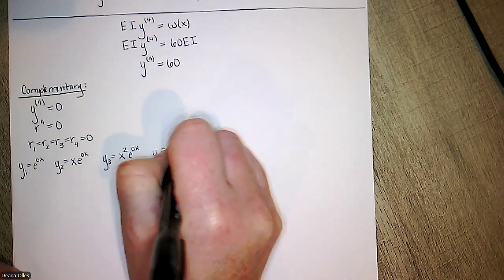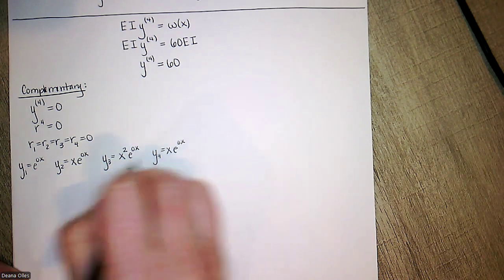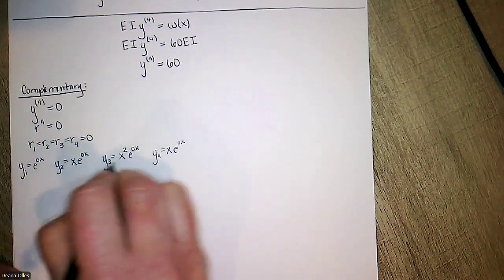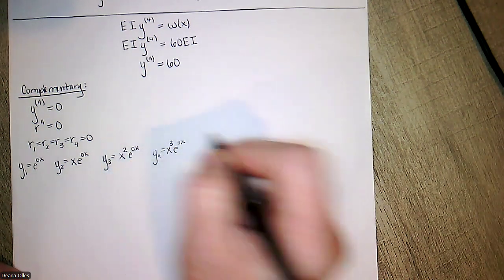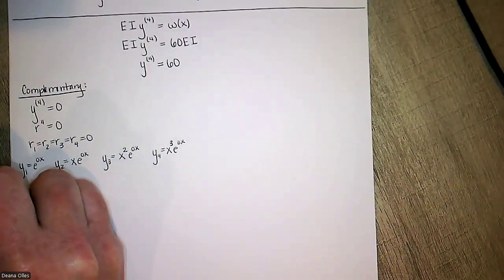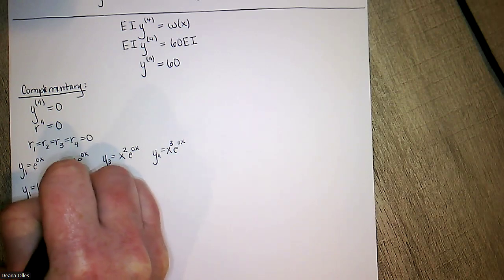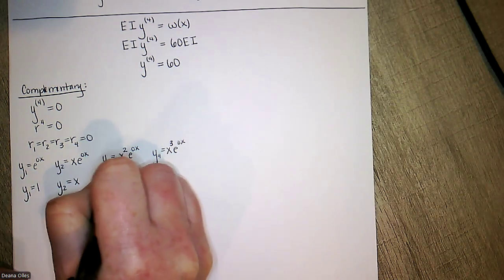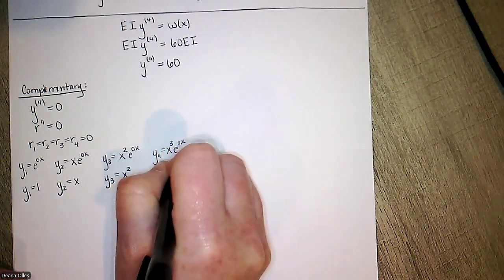y4 would also be e to the 0x. Again, that can't be, so we multiply by x. That doesn't work. Multiplying by x again gives us x squared, which doesn't work. So we multiply by x again, giving us x cubed. And we know that e to the 0th is 1, so y1 is 1, y2 is x, y3 is x squared, and y4 is x cubed.